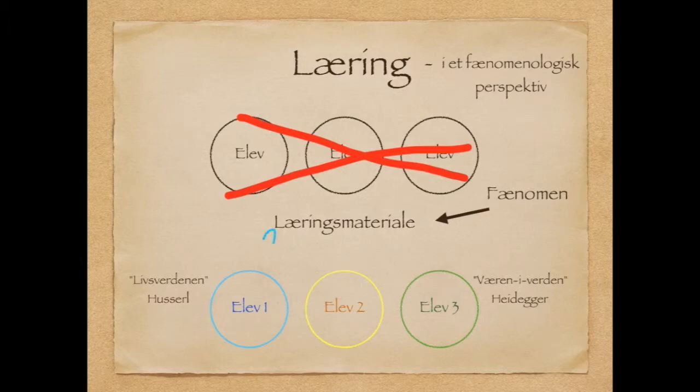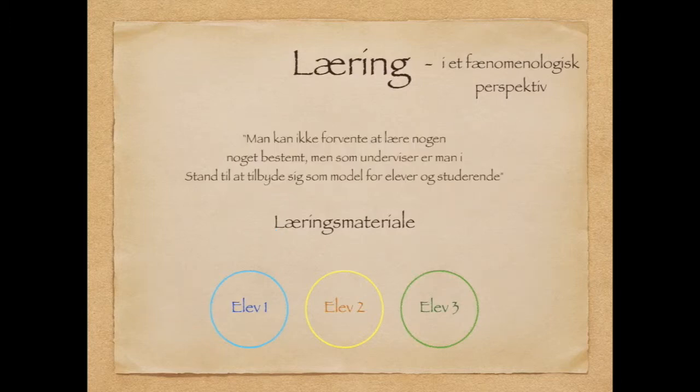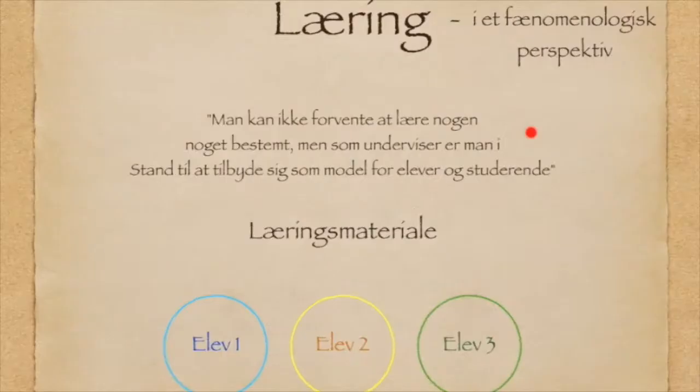This has some common denominators with social constructivism, where the approach to learning is that it is something that is achieved through dialogue and communication with the students. We conclude that we as teachers can never teach anybody anything particular, but as an educator, you can offer yourself as a role model to pupils and students.